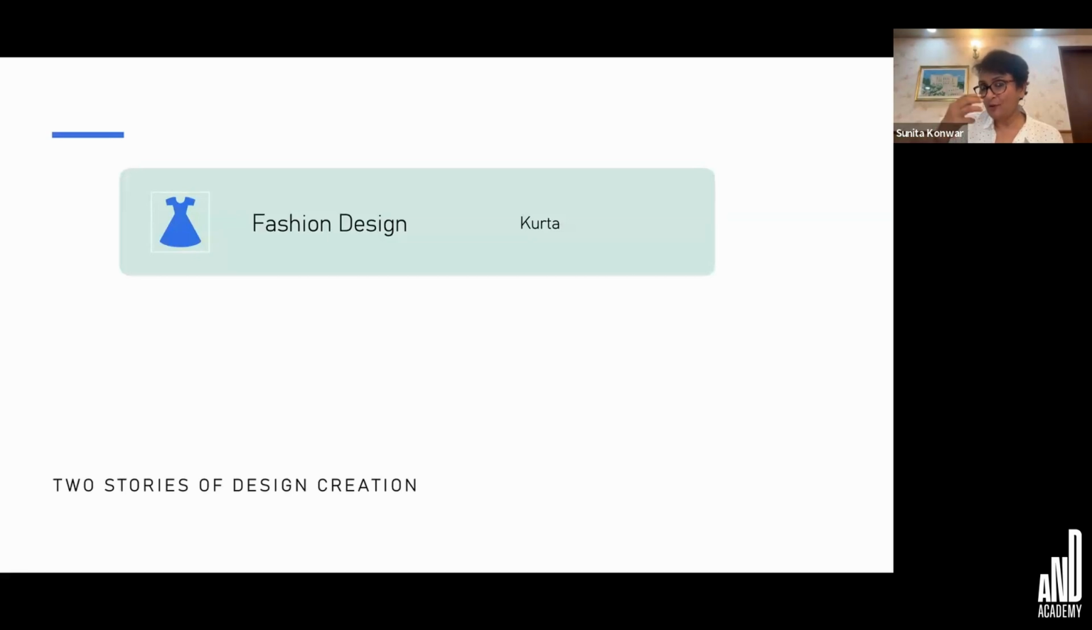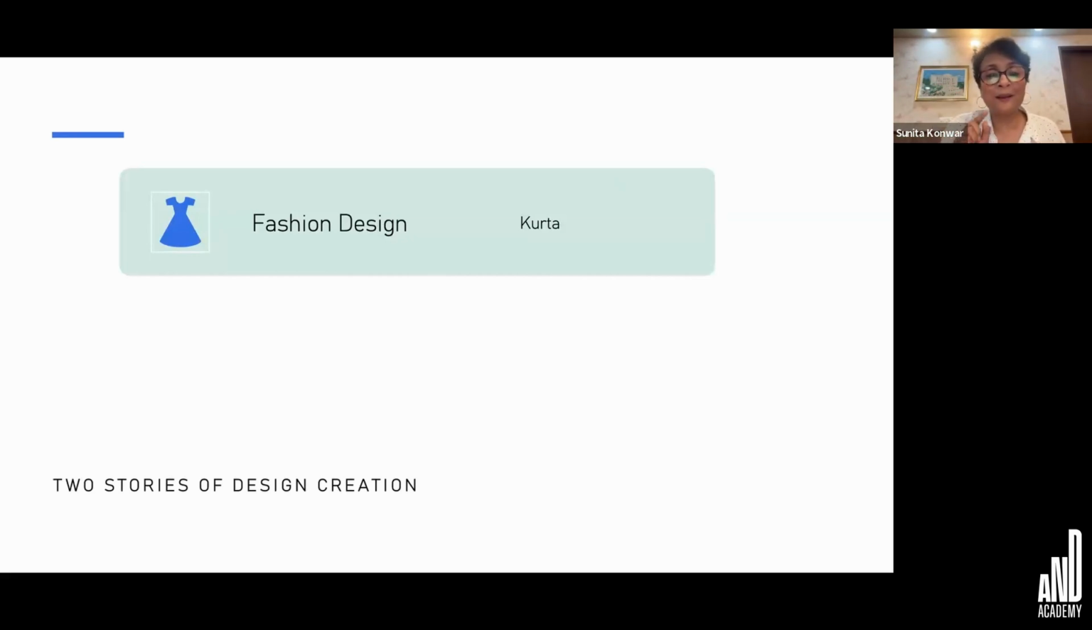So you understand, she is a fantastic designer, but she did not know the cost of production, who she is going to sell this kurta to, or at what price, which is going to bring her profit. She had no clue about it. So this was my first story that I'd like to speak about.